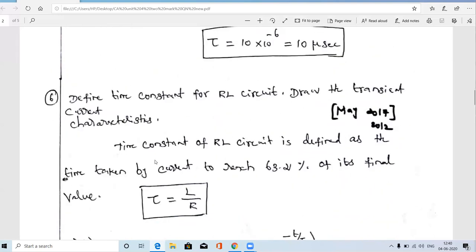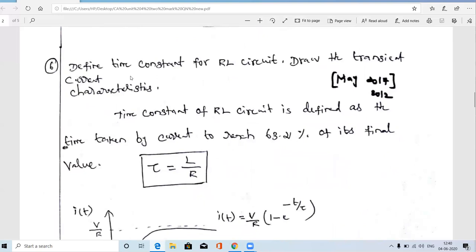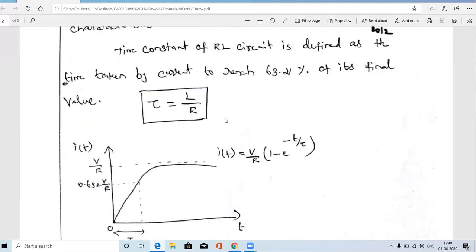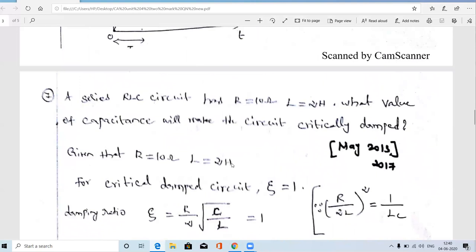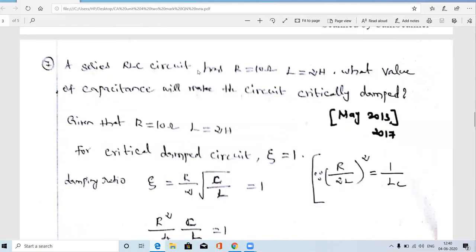Similarly, the next one we already discussed: define the time constant of an RL circuit and draw the transient current characteristics. This question we already discussed. The next one: a series RLC circuit has R equal to 10 ohm, L equal to 2 henry. What value of capacitance will make the circuit critically damped?